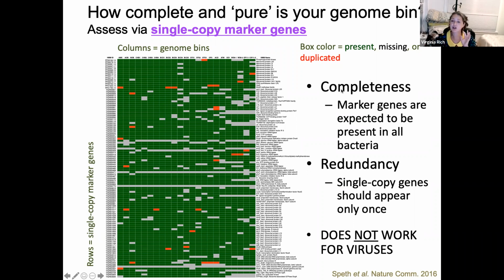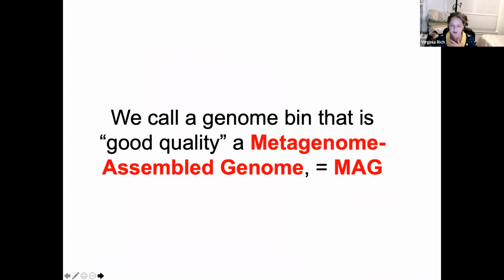Okay, so we can use this approach to tell us about completeness, and also redundancy, as we just described. This does not work for viruses because we don't have a set of single copy marker genes for viruses. Okay, normally I would be stopping for questions, but since our audience here is small tonight, please interrupt me if you have questions.